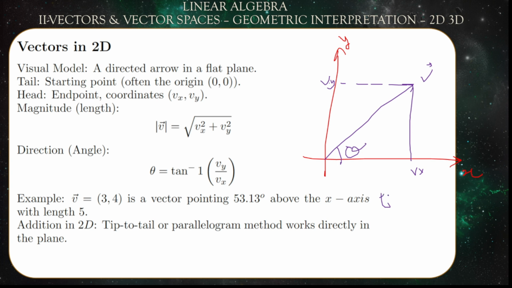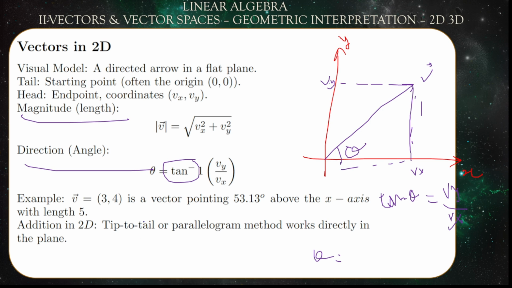So tan theta, going back to trigonometry, is equal to the opposite side of the triangle divided by the adjacent side. So it would be this opposite side, which is Vy, divided by the adjacent side, which is Vx. So theta would become arctan, or tan minus 1, of Vy divided by Vx. This is how you get the angle. This is how we've gotten different measurements, and the most important ones basically, which are the magnitude and the direction.